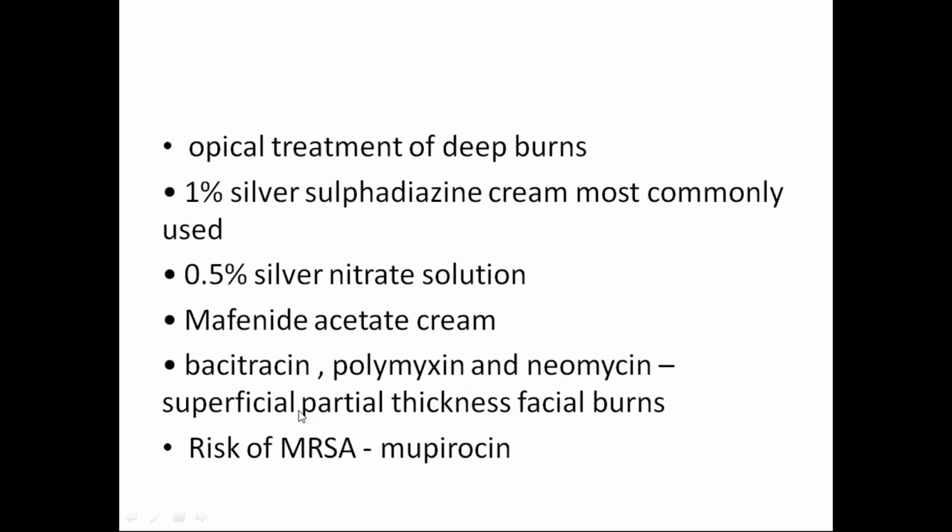Bacitracin, polymyxin, neomycin can be used for superficial partial thickness facial burns, and if there is a risk of MRSA, then we can use mupirocin. But the most commonly used agent is 1% silver sulfadiazine cream. Its systemic absorption is less, and it is easily and cheaply available in the market.